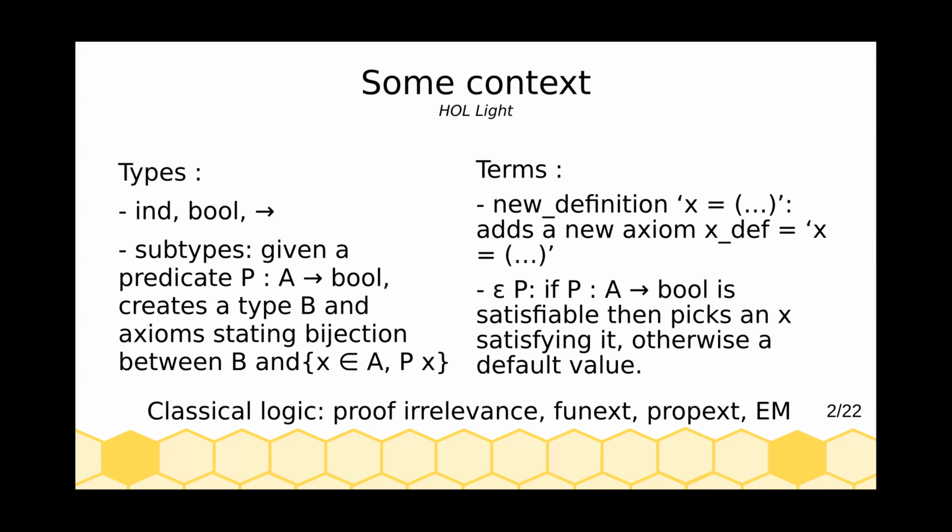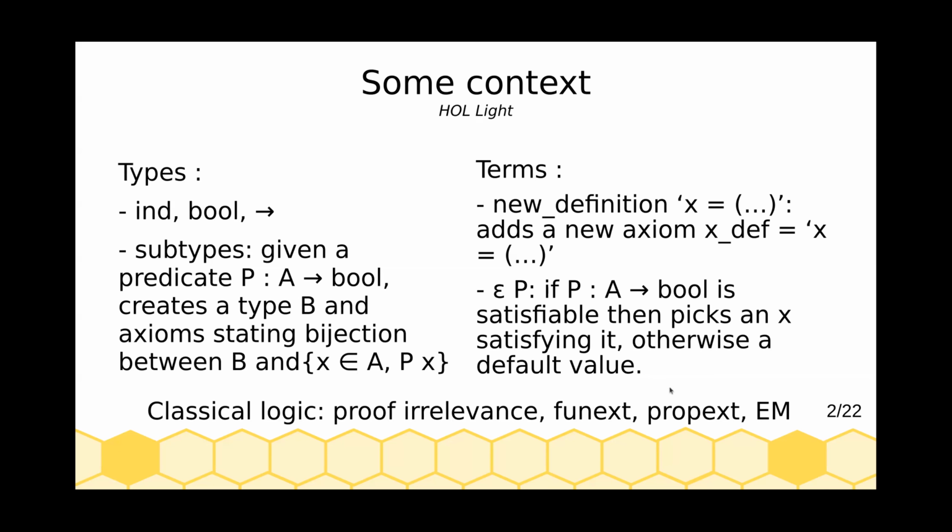In general, we are in classical logic. So with HOL Light, we use proof irrelevance, functional and propositional extensionality, which is going to be very useful to prove equalities between functions, as well as excluded middle, for example.